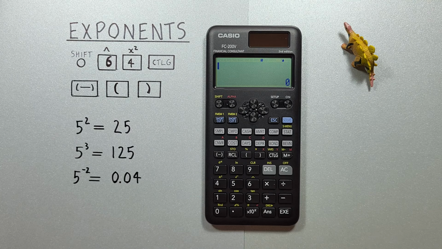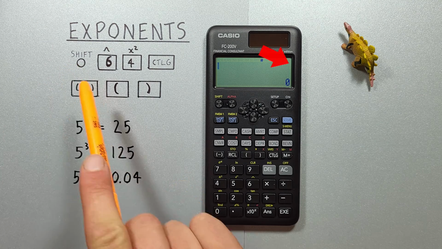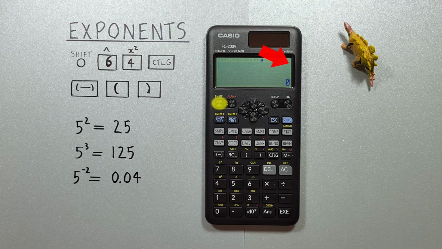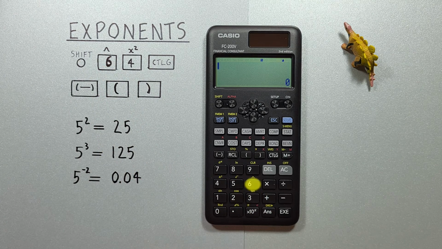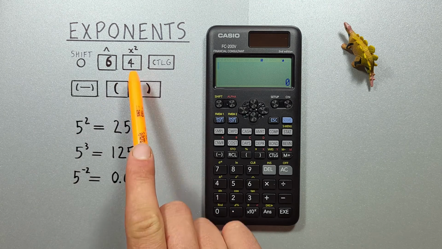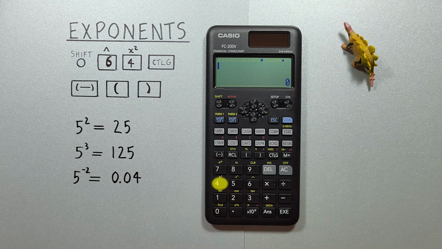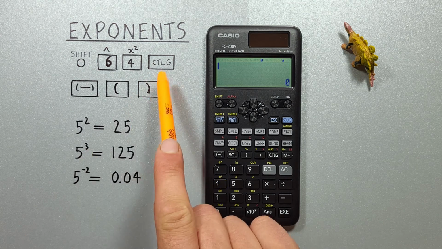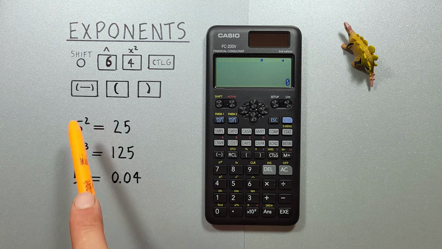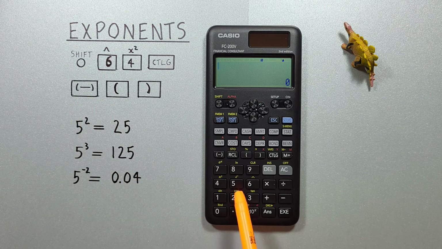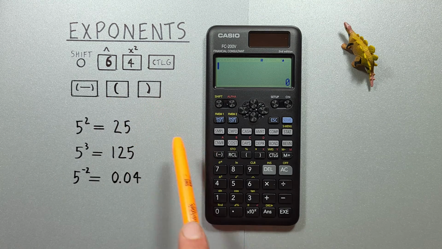To do this, we'll use the Shift key that looks like this, located here, the 6 key with the Shift function of up arrow or caret that looks like this, located here, the 4 key with the Shift function of x squared that looks like this, located here, the catalog key that looks like this, located here, the negative key that looks like this, located here, and the bracket keys that look like this, located here.